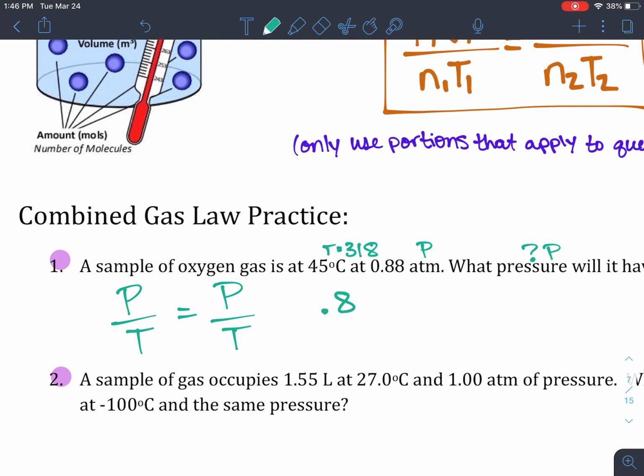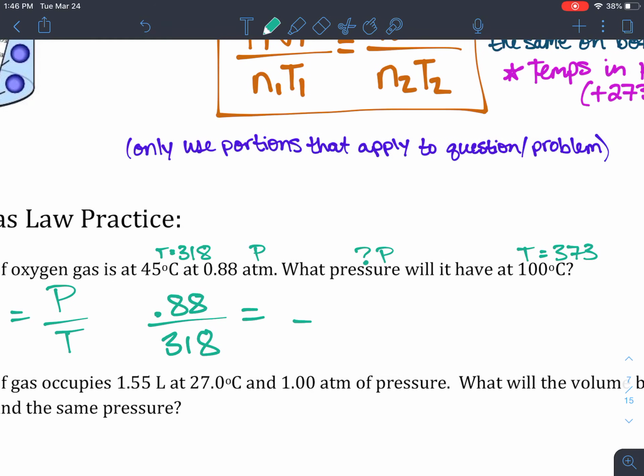So we have 0.88 atmospheres divided by 318 temperature equals, it's asking for pressure. If you want to put a P here, you can. If you want to put an X there, you can. And then it's just like math class, solve for X. And then we divide it by the second temperature, which is 373. Now, at this point, you can solve for the missing variable. So we're solving for P. And there's different ways to calculate how you want to go about doing this. You can either cross multiply, or you can multiply the 373 to the other side.